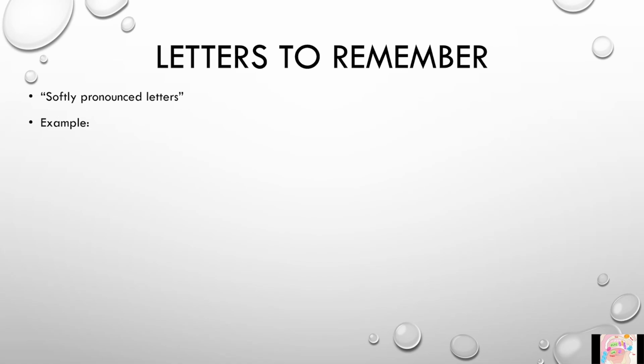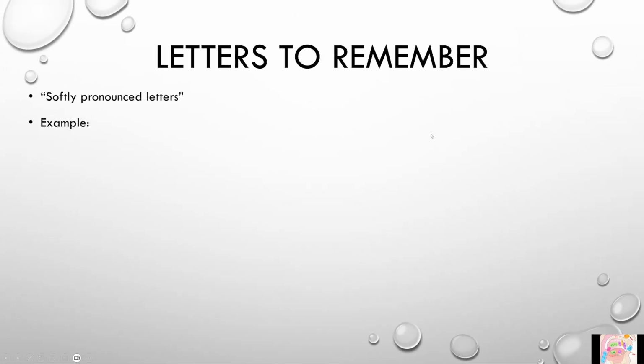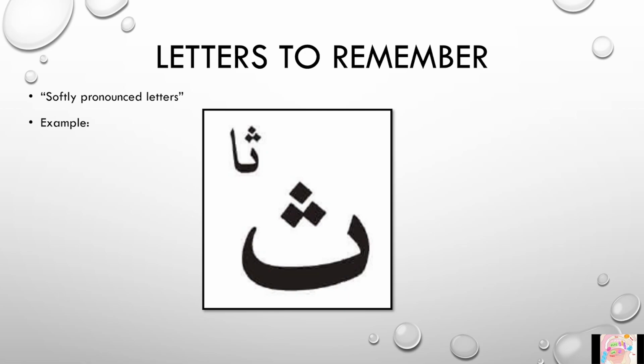Before we begin the lesson and learn about the softly pronounced letters, I want you to first look at this picture. When you're pronouncing the soft letters, you are going to touch your tongue to the upper part of your teeth. By doing that, you would be able to recite the softly pronounced letters very easily. For example, if you have the letter tha, you can pronounce it very easily by touching the tongue to the upper teeth. So let's try pronouncing it.